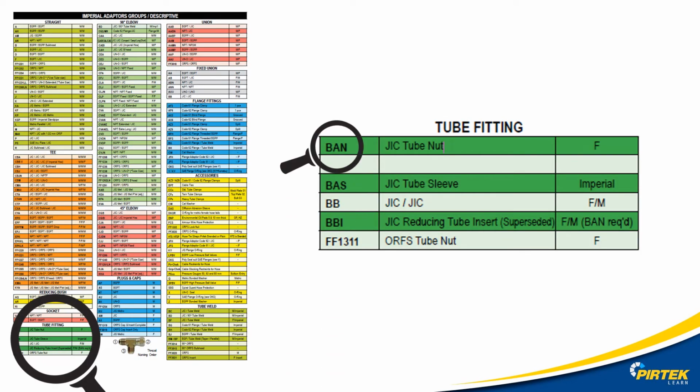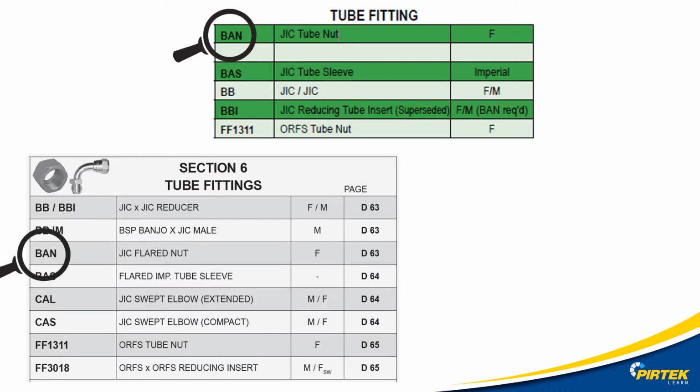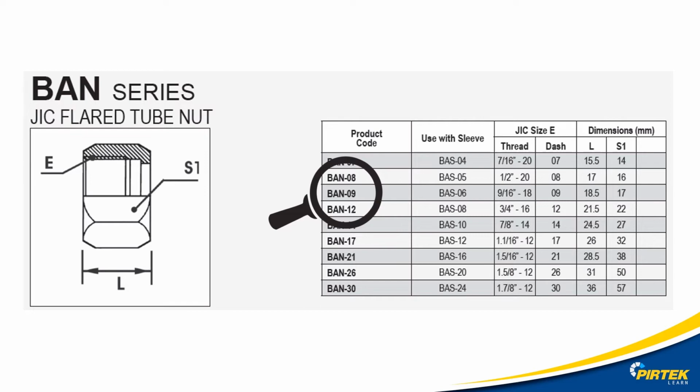Looking good. I'm going to need a tube nut on the other end because I'll be flaring the other end of the tube. So I go to my adapter lookup chart and I'm looking for a BAN series tube nut, which corresponds to JIC. The directory on the catalogue tells me that I'm looking for page D63 for my JIC flared nuts, obviously female. Looks like it's a BAN-09, again 9/16 UNF, definitely JIC.